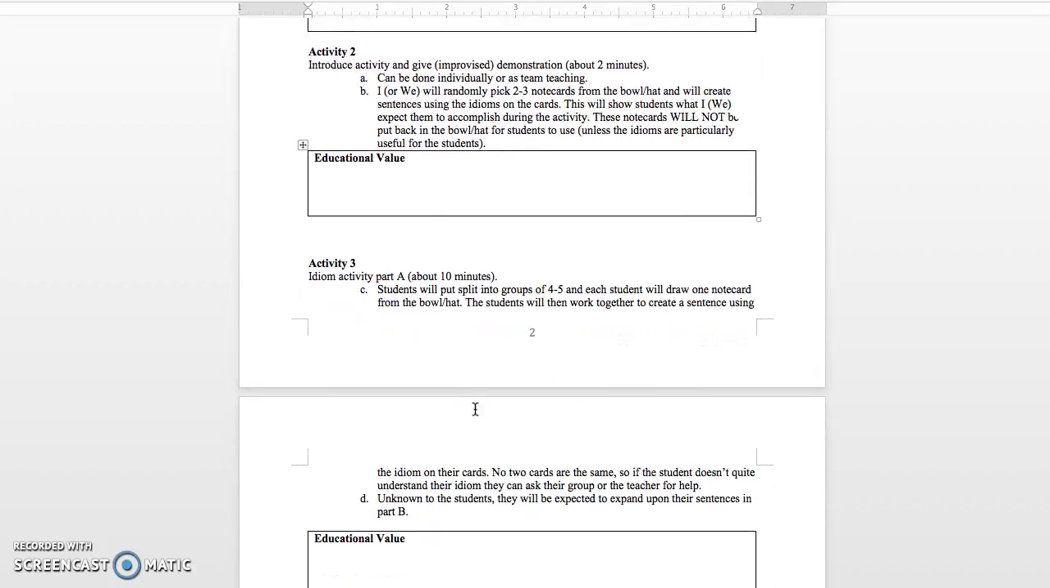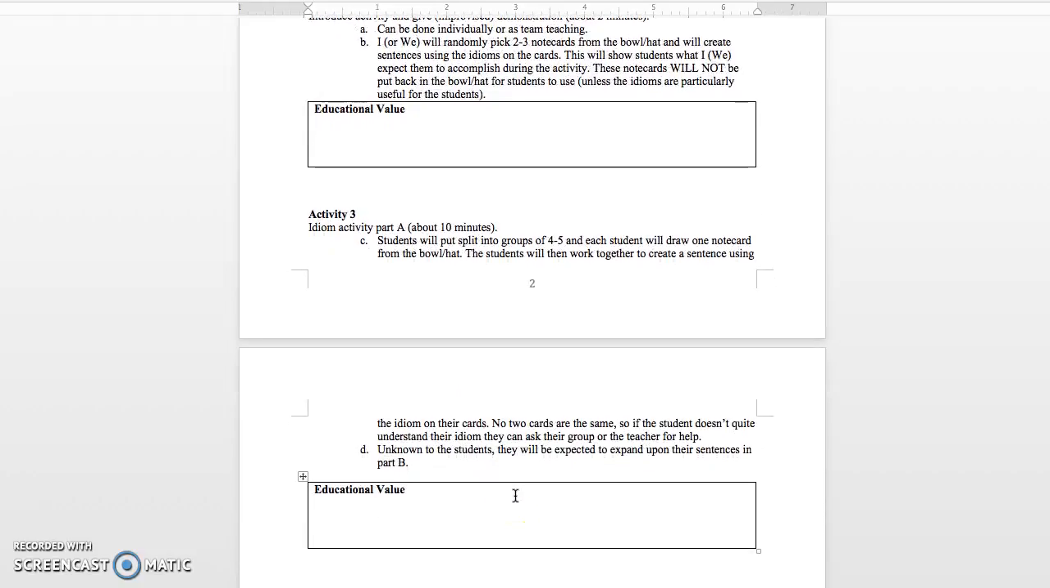Okay, so now I'm going to go over activity 3. The educational motivation is to have students collaborate and practice proper use of idioms. It has the students help each other with comprehension, and it allows the students to become more precise in using idioms and sets them up for the elaboration that is coming in part B.